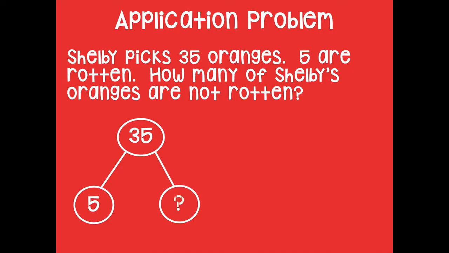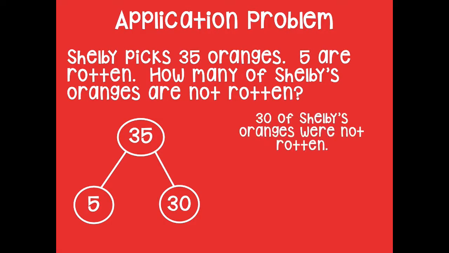I was able to solve this kind of in my head a little bit because I looked at 35 and I knew that I only had to subtract 5 to be able to get to my other part. So 35 minus 5 was 30. So 30 of Shelby's oranges were not rotten.